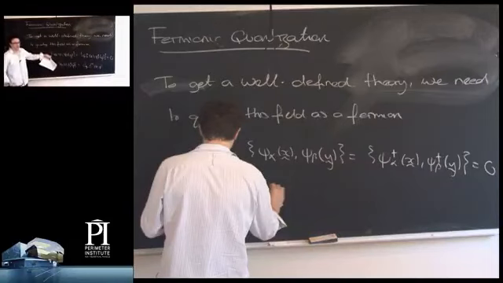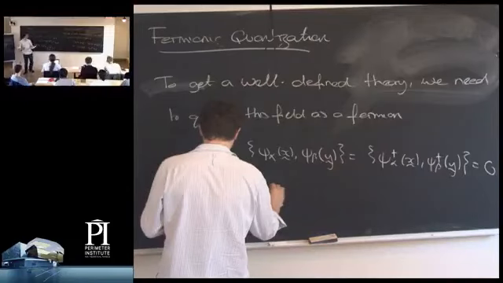Have people come across these squiggly brackets before in the context of quantum mechanics? Oh, good. Okay. So let me just write the definition. The anti-commutator means there's a plus there instead of a minus.